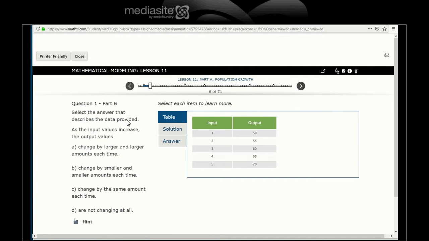Select the answer that describes the data provided. As the input value increases, the output value, okay. So we are increasing here, again. X is increasing. 50 to 55 is plus 5, 55 to 60 is a plus 5, 60 to 65 is 5 more, 65 to 70 is 5 more. So as X is going up by a uniform or constant amount, so is Y. So as X increases by 1, Y increases by 5.